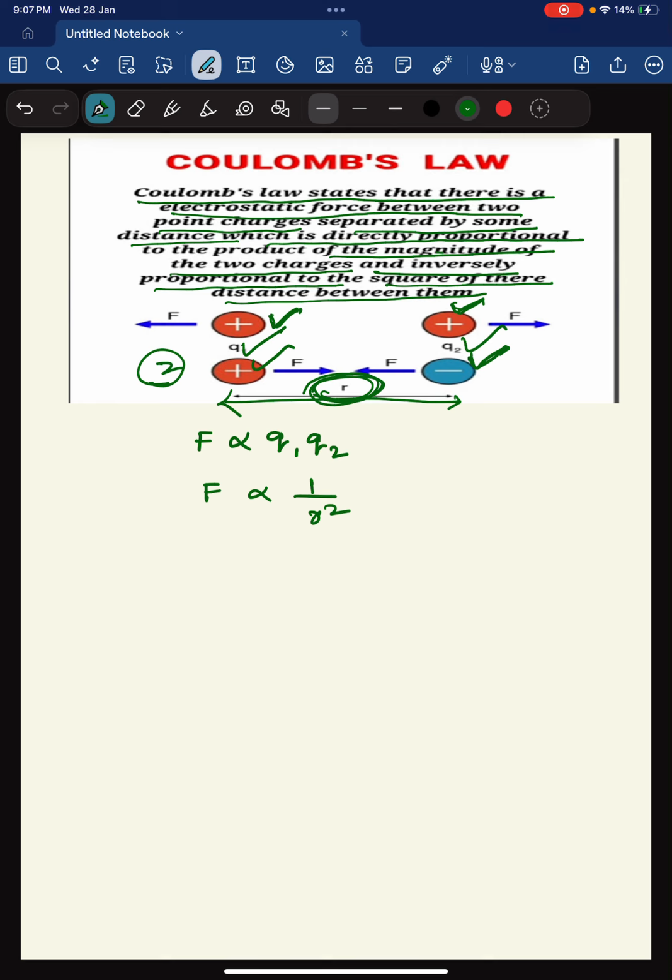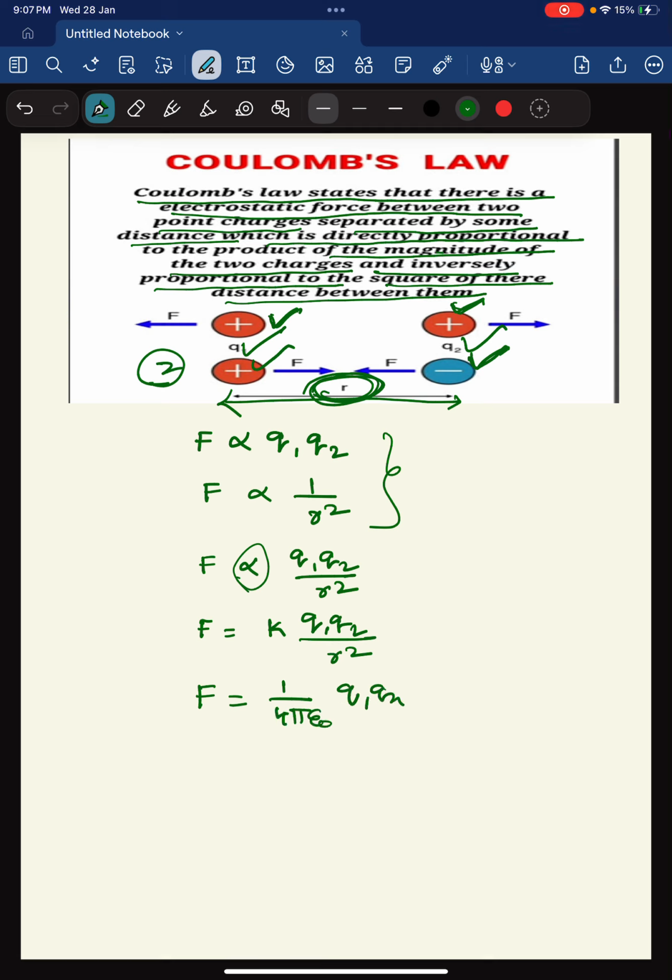Now I'm going to combine these two relations. F is proportional to q1 q2 by r square. If we remove the proportionality sign, we can write it as some constant k into q1 q2 by r square, where k is nothing but 1 by 4 pi epsilon naught. So F equals 1 by 4 pi epsilon naught into q1 q2 by r square. This is the final expression for Coulomb's law.